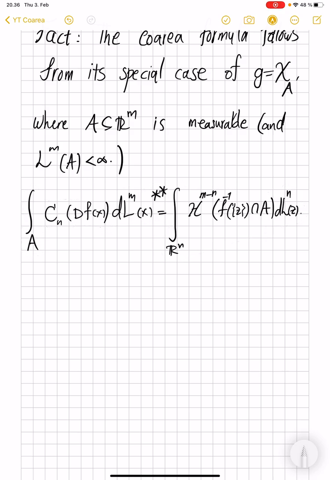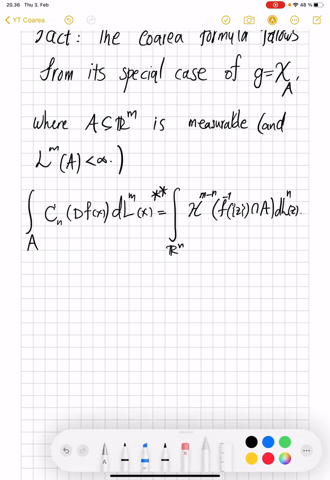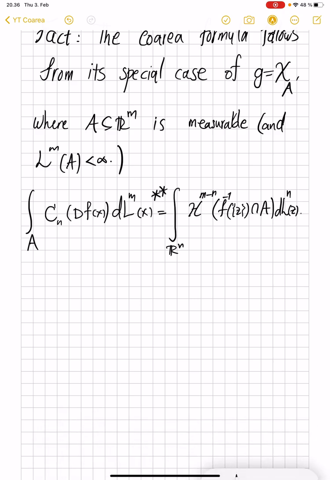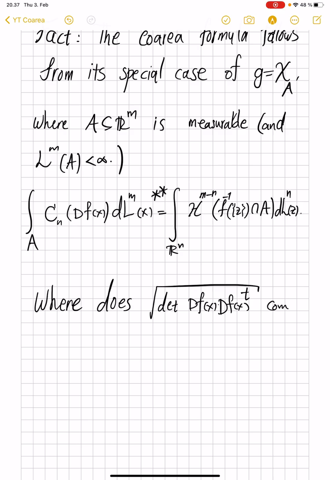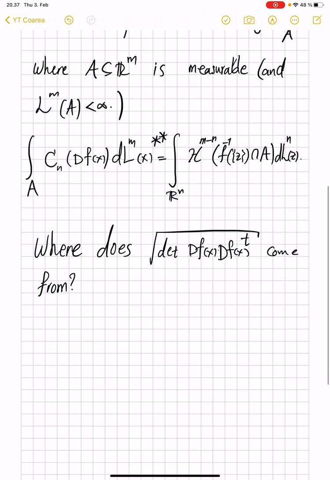Okay, that's a simplification often done in the proof of the Coarea formula, and this will be useful to our investigation of the Coarea factor. Where does the square root of determinant dfx dfx transpose come from? How would someone think up this strange definition for a Jacobian?